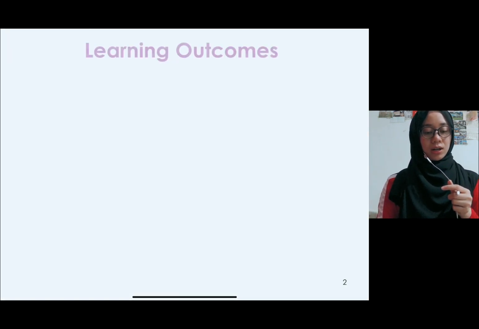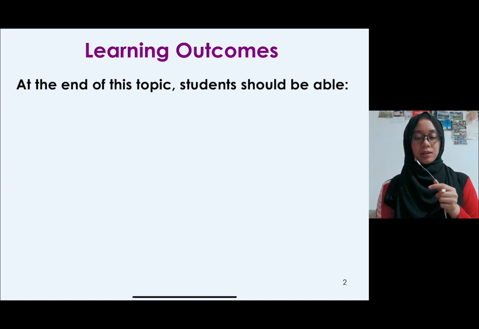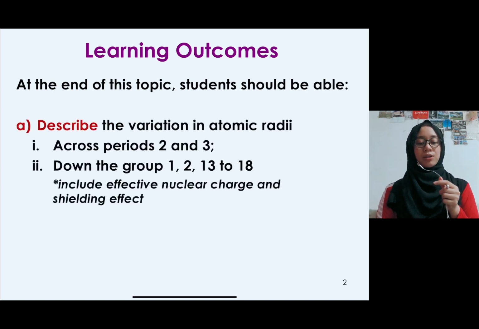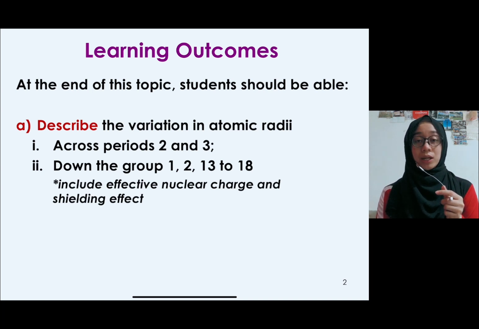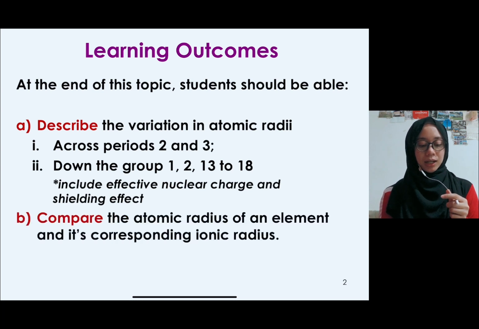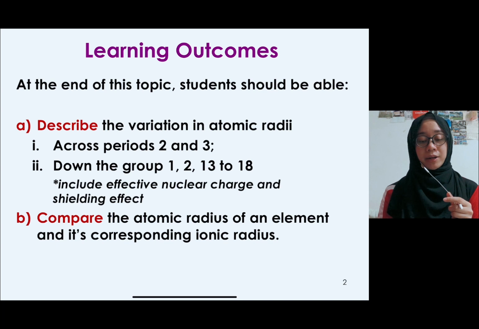So the learning outcome by the end of this video, you should be able to describe the variation in atomic radii across periods 2 and 3, and also down the group for 1, 2, and then 13 to 18. Basically for the down the group, we only cover for S block and also P block. Okay, and then kita akan compare juga the atomic radius of an element and its corresponding ionic radius. Okay, so first kita tengok dahulu pasal atomic radii.